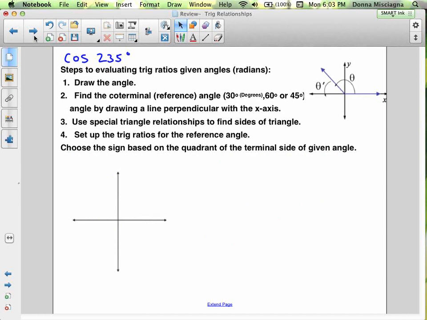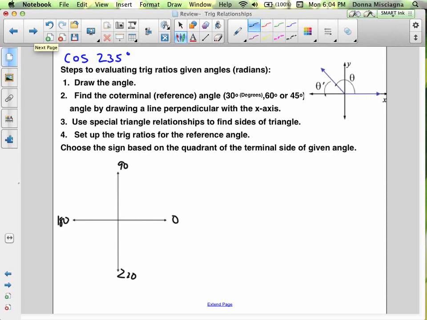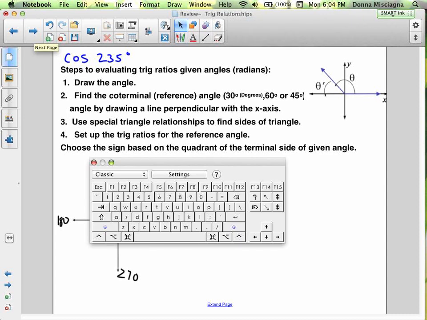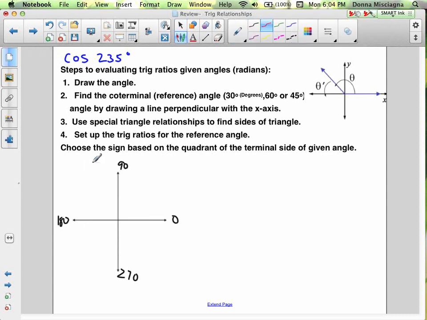All right, so cosine 235. Now we're in degrees. Let's label our coordinate plane in degrees: 0, 90, 180, 270. 235 is more than 180 but less than 270. It is in the third quadrant. Here, both x and y are negative.